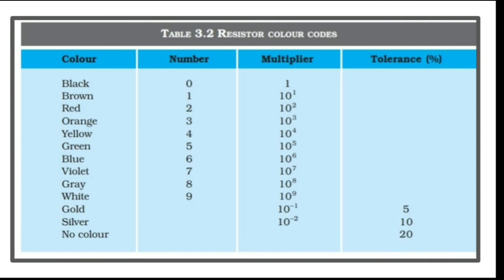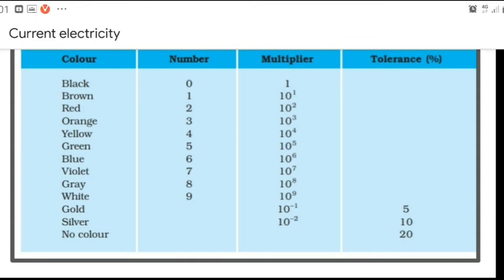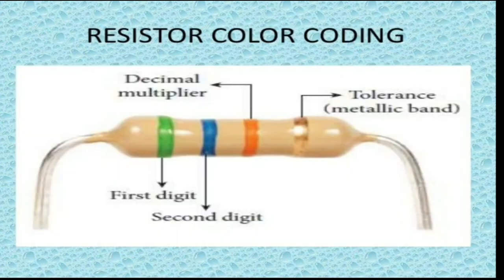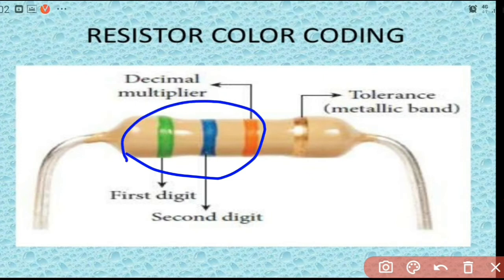So that fourth ring tells us about the tolerance. Hope it is clear. So what is that code? B.B. Roy of Great Britain has a very good wife. The rest you keep in mind: gold, silver and no color. About the fourth ring, silver or gold shows the tolerance, 10% or 5%. If there is no fourth ring, the tolerance is 20%. Now we have one diagram. You just look at the diagram. This is what I told. The first three are together, and the last one, the fourth one, is shown somewhat separated in this diagram for us to identify or distinguish.